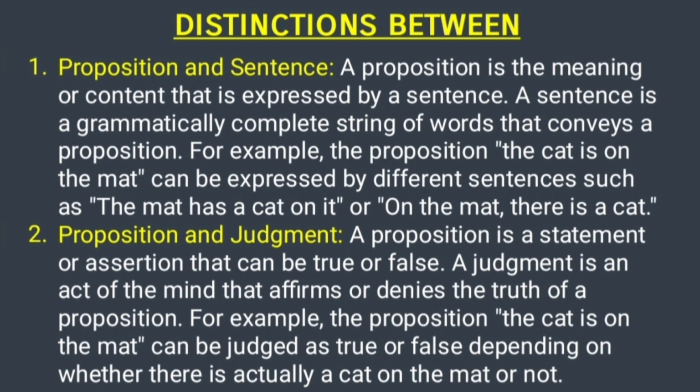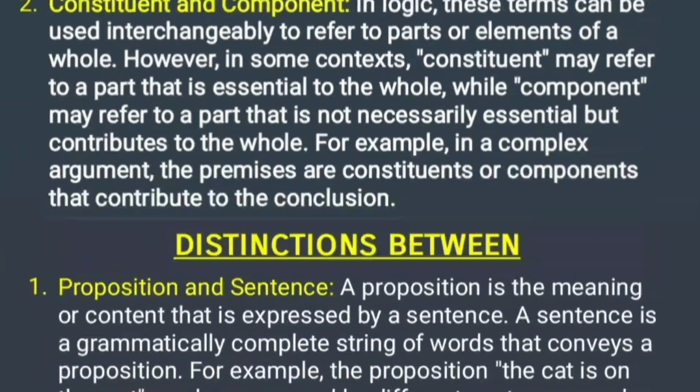2. Proposition and judgment. A proposition is a statement or assertion that can be true or false. A judgment is an act of the mind that affirms or denies the truth of a proposition. For example, the proposition, "the cat is on the mat," can be judged as true or false depending on whether there is actually a cat on the mat or not.